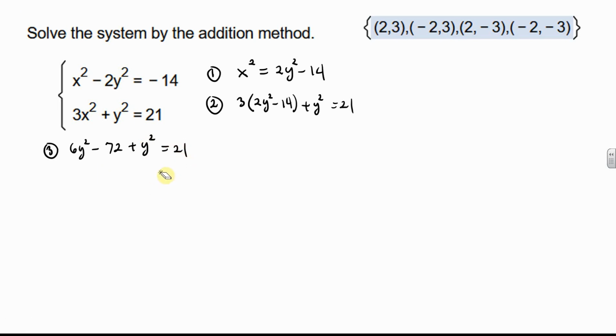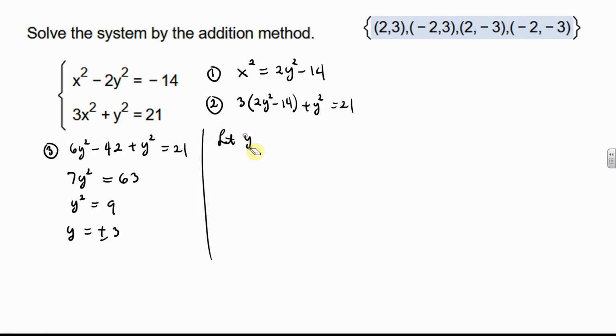Let's do this. This is 7y squared. I'm going to add the 42 on both sides. So this is 63. So divide both sides by the 7. So y squared is equal to 9. So that makes y equal to plus or minus 3. So there's 2 values for y.